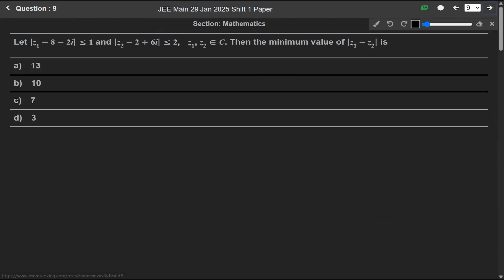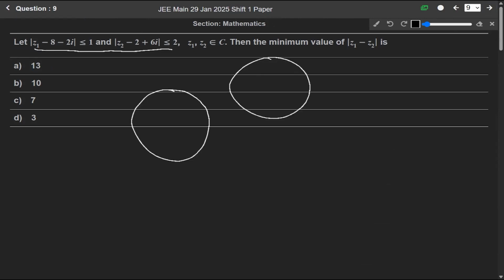Now next question 9. Let |z1 - 8 - 2i| ≤ 1 and |z2 - 2 + 6i| ≤ 2. Okay, these are circle equations, and z1 and z2 belong to C. Then find the minimum value of |z1 - z2|. So students, we are given two circles.